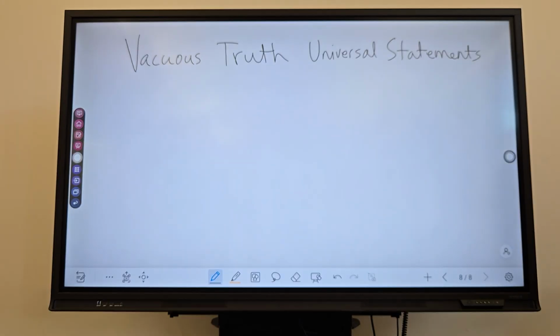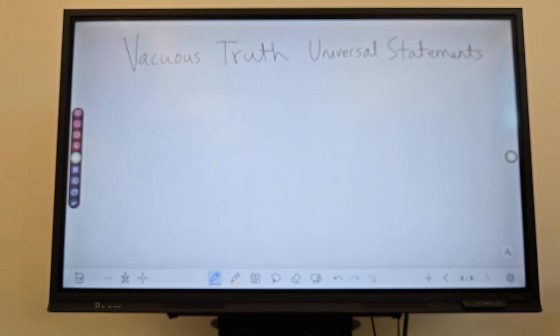Okay, consider the statement that all the balls in a bowl are blue, when in fact there are no balls in the bowl. Is the statement true or false? It is false if and only if its negation is true. The negation is: there exists a ball in the bowl that is not blue.